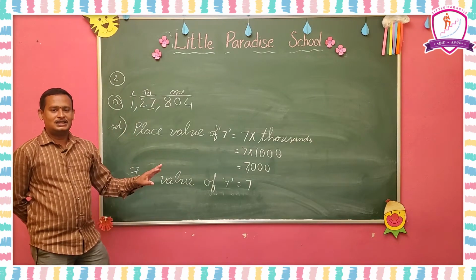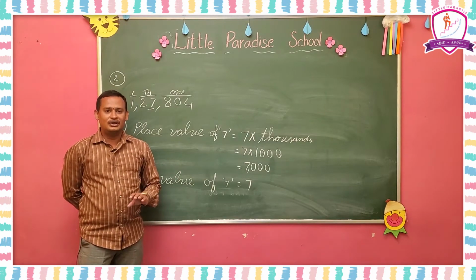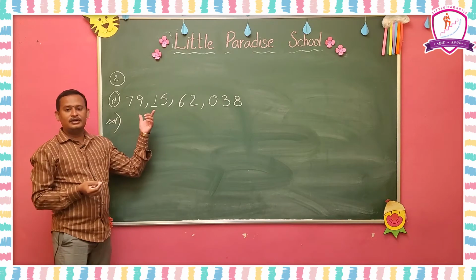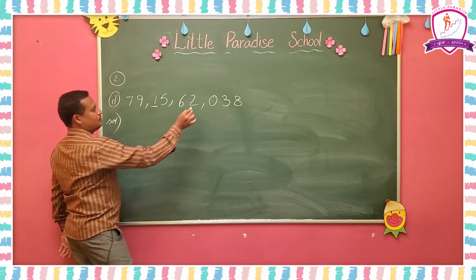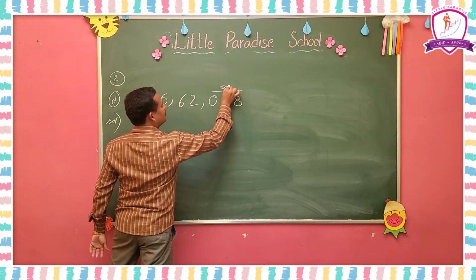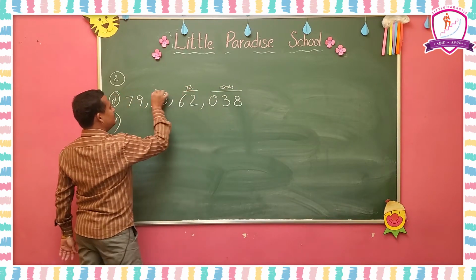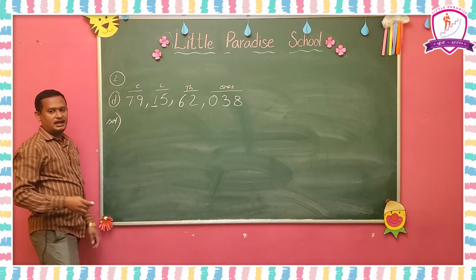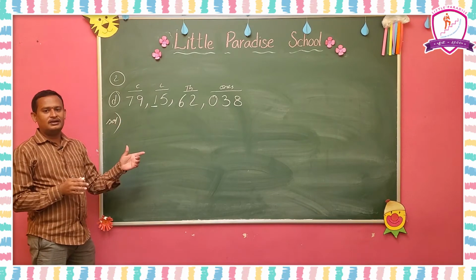Understood? Next, D sum also I am going to explain here. So here I am going to explain the D sum. Here also ones period, thousands period, lakhs period and crores period. Try to read every number when you are doing.